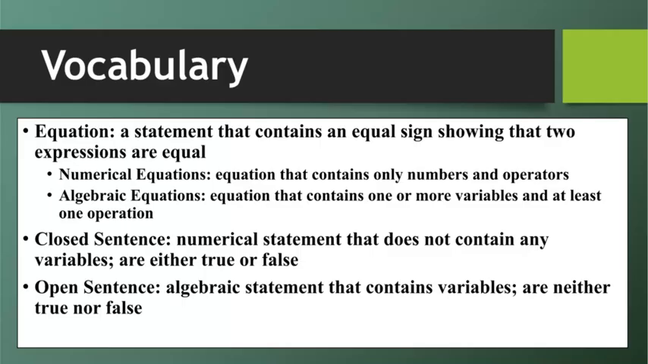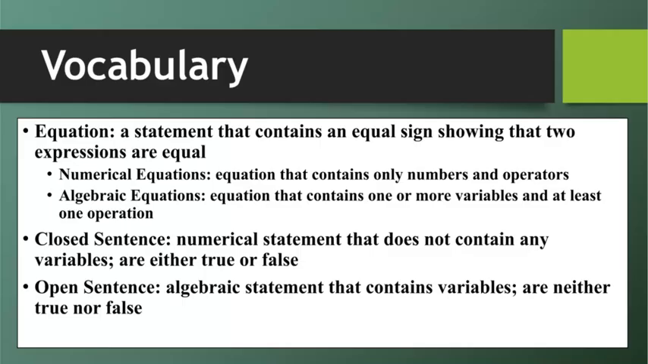A closed sentence is a numerical statement that does not contain any variables. They're either true or false. The reason is that since there's no variable or unknown, both sides are either going to be equal or they're not going to be equal. And then an open sentence is an algebraic statement that contains variables and is neither true nor false. Because there's a variable unknown, we can solve for that unknown.